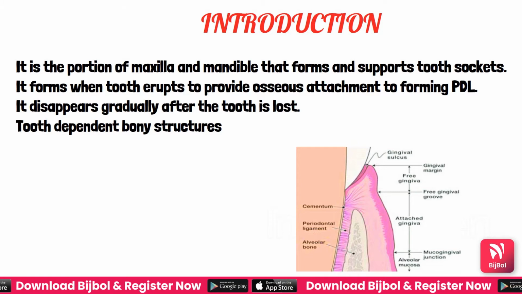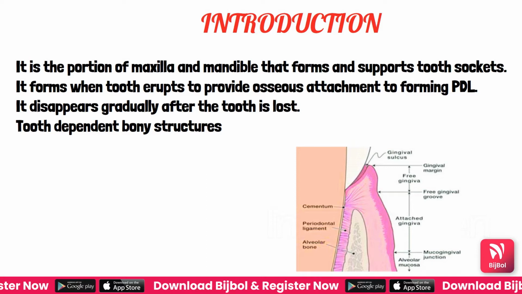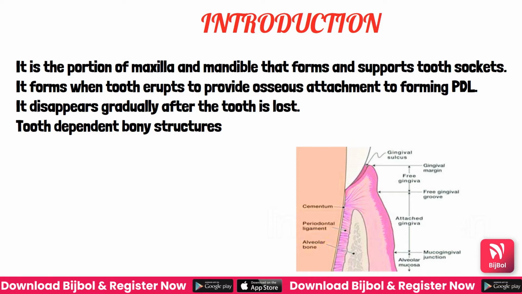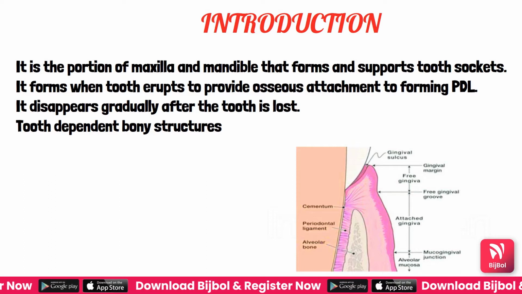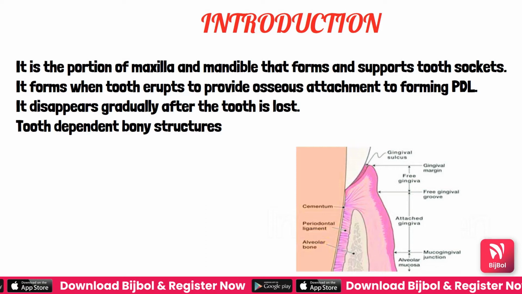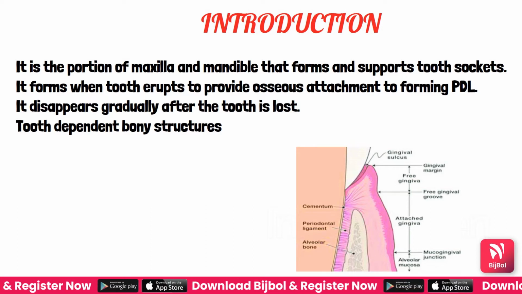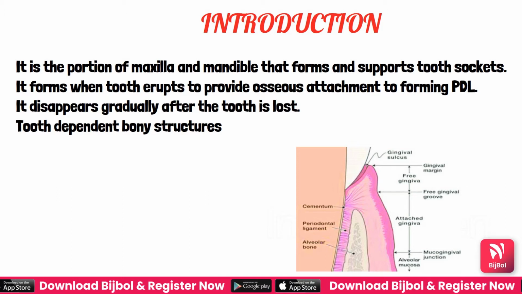The osseous attachment to the periodontal ligament is formed when the tooth is erupting. And always remember that the alveolar bone is a tooth-dependent bony structure. The size, shape, location and function of the teeth will determine the morphology of the alveolar bone. So when the tooth is lost, the alveolar bone is not present. It disappears gradually after the tooth is lost, as it is a tooth-dependent bony structure.